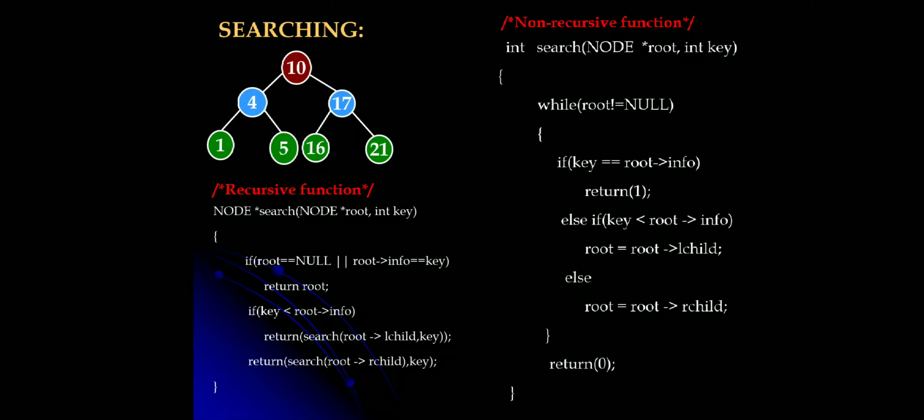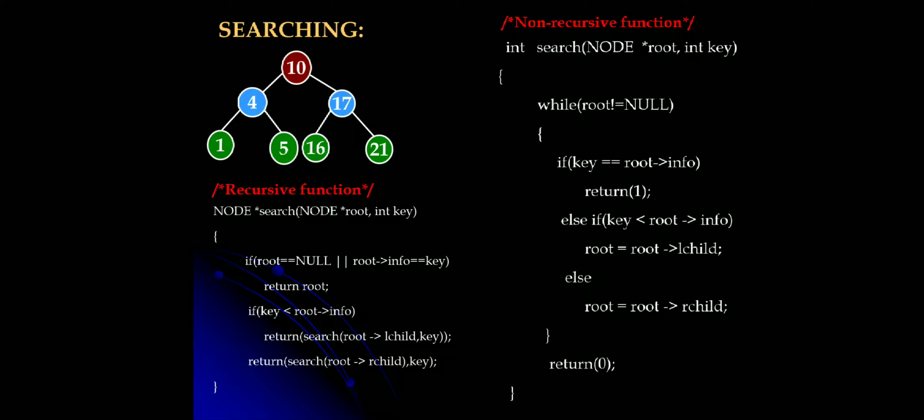This process keeps on continuing until the test condition fails. Once the test condition fails, it means we have traversed the tree and we have not found the key element. So once the loop terminates, we return 0 to the calling function.